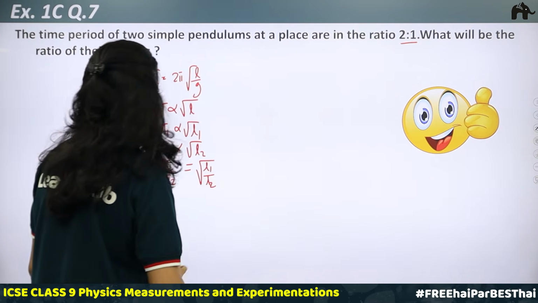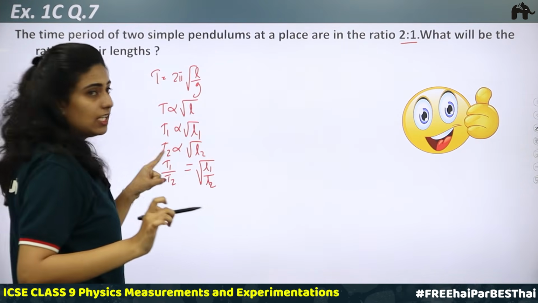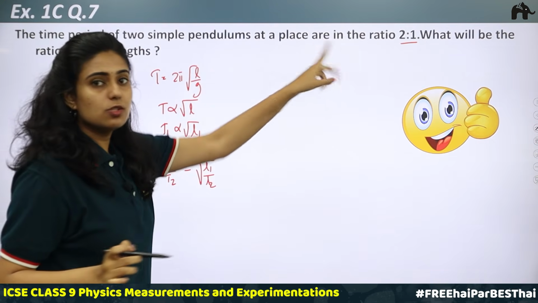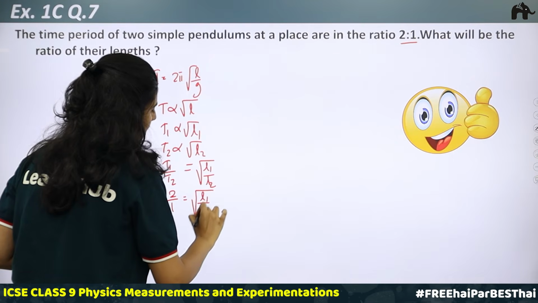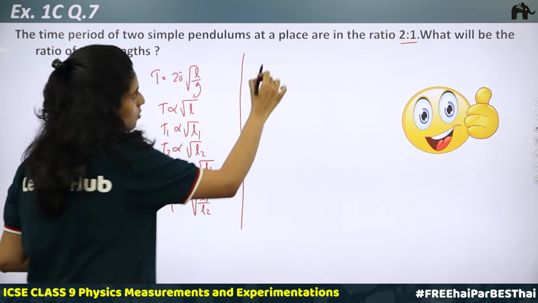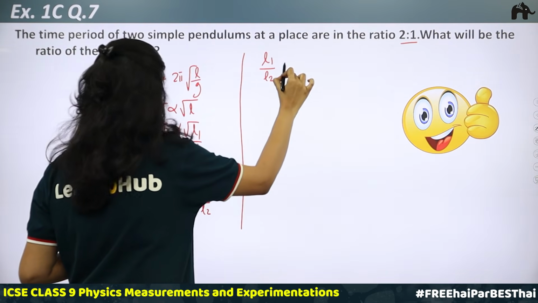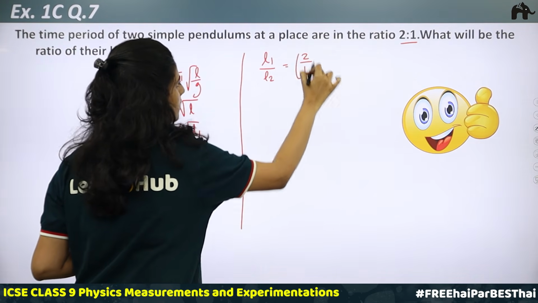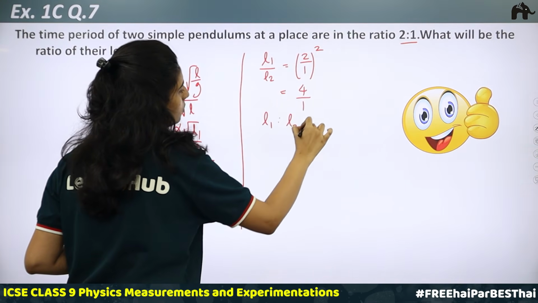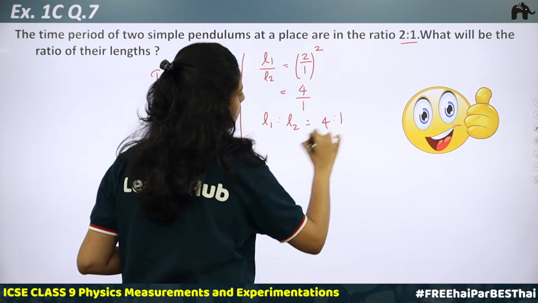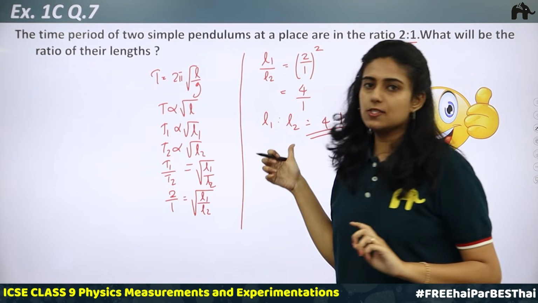Here in the question, what is given? Simple pendulums at a place are in the ratio 2 is to 1. The time period ratio is given. T1 by T2 is given to be equal to 2 is to 1, which means 2 by 1 is equal to root of L1 divided by L2. Then how to find L1 by L2? To get L1 by L2, we are squaring on both sides. That is 2 by 1 whole square, which is equal to 4 by 1. Therefore, L1 is to L2 is equal to 4 is to 1. So, ratio of lengths is equal to 4 is to 1.